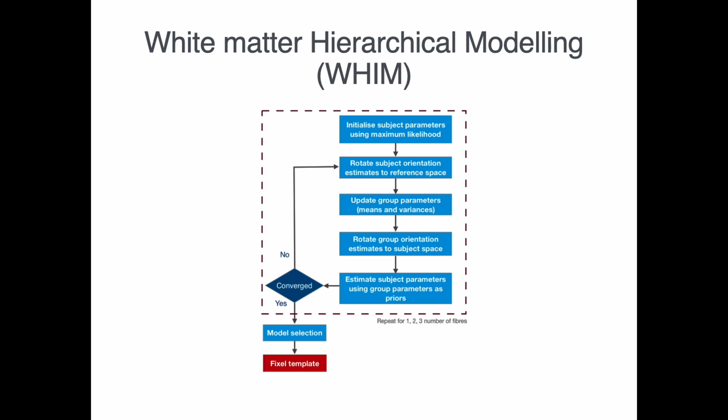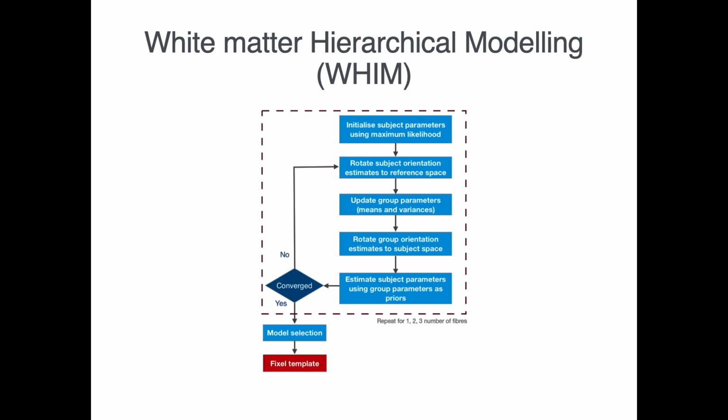This diagram shows how Whim builds the pixel template through an iterative process. We start by initializing subject parameters using a maximum likelihood. Next, we rotate each subject's orientation estimates into a common reference space. From these, we can update the group parameters, estimating the mean and variance across subjects per fiber orientation. We then rotate the group orientation estimates back into the original subject space and re-estimate the subject parameters, but this time using the group estimates as priors.